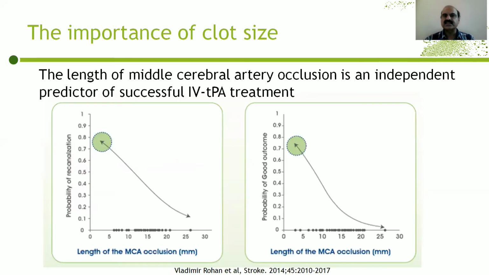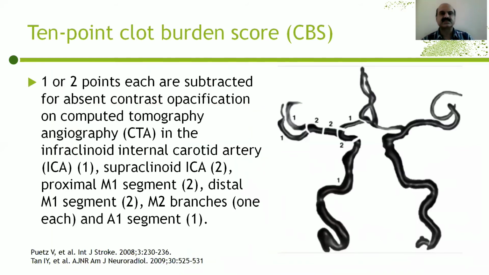And this we can see in this graph. It is not only that we can say that MCA is occluded, but the length of MCA occlusion also predicts successful IPA treatment. Because if a small segment is involved, it means the clot is smaller. If a long segment is involved, it means the thrombus or clot is bigger and chances of recanalization are less. So this is the importance of clot size.